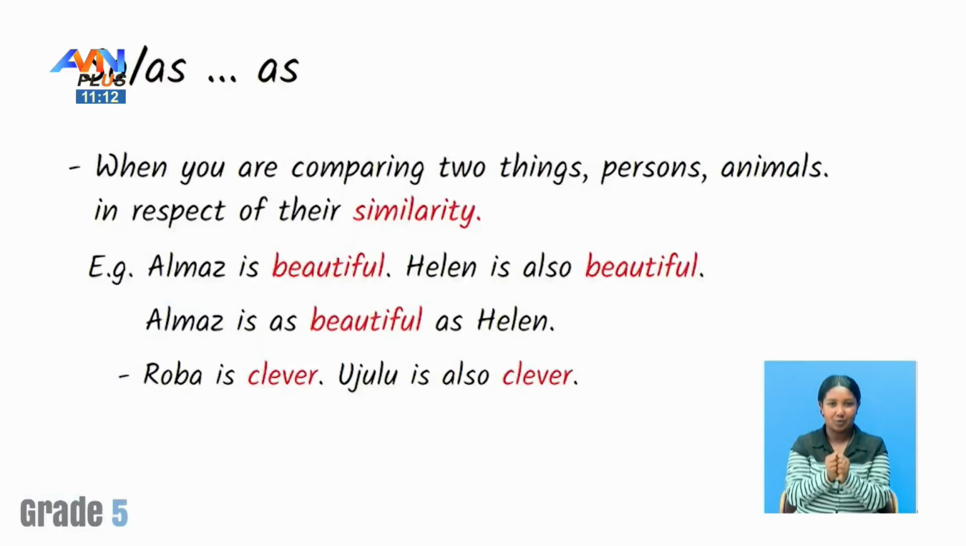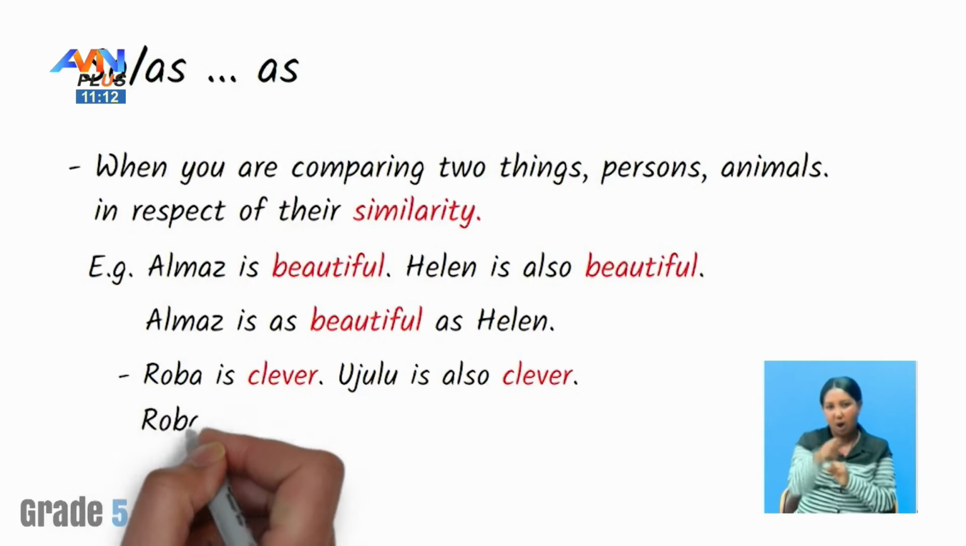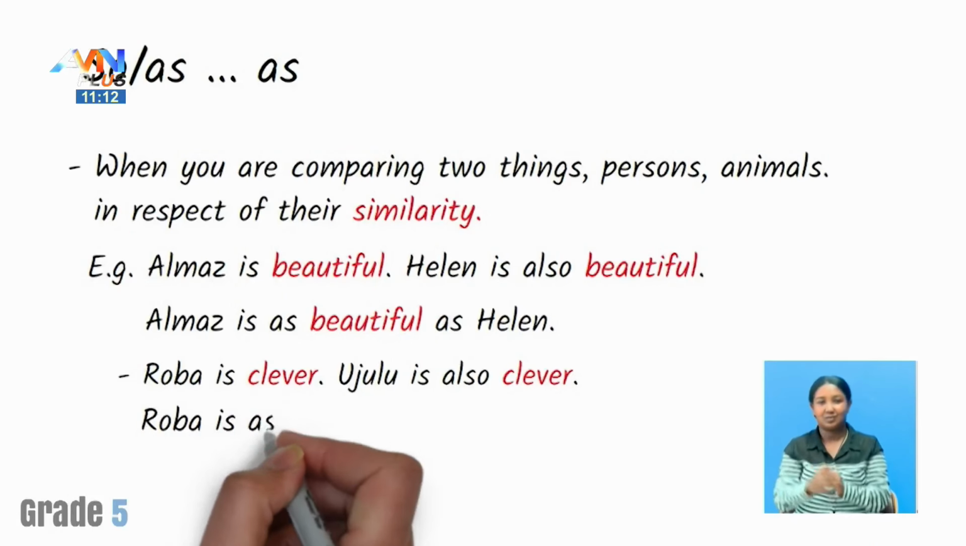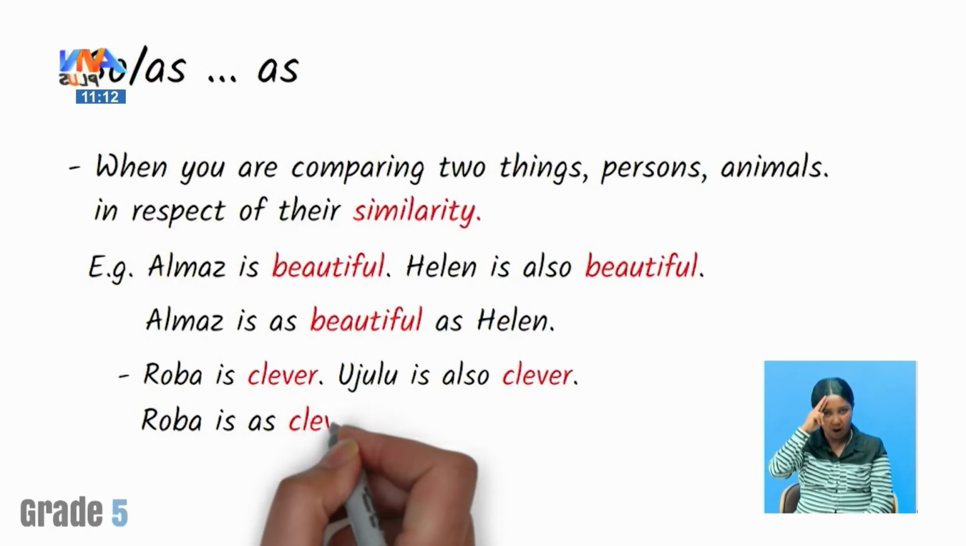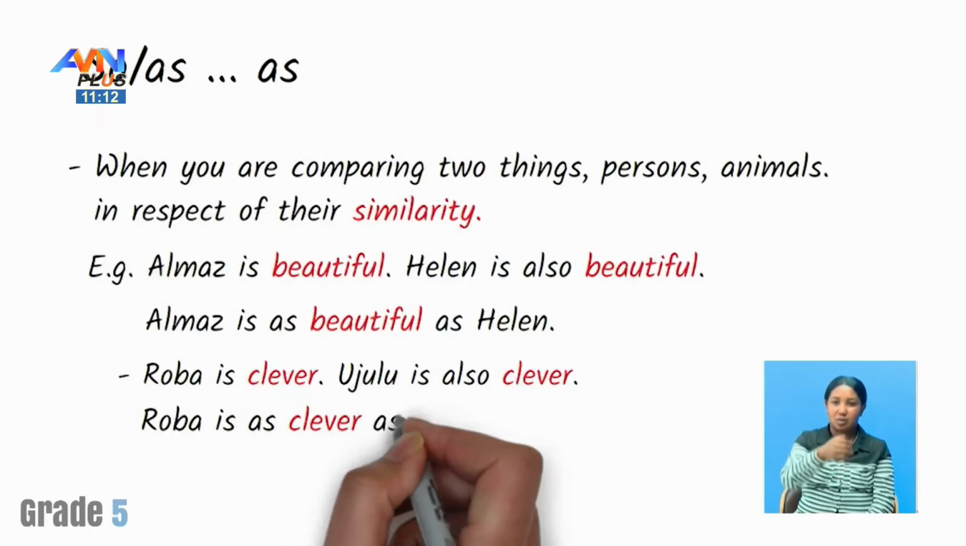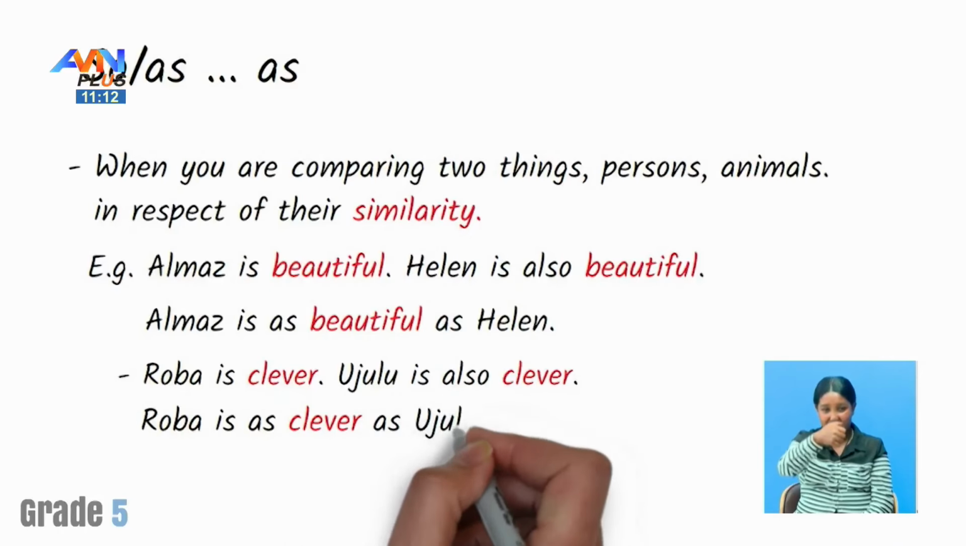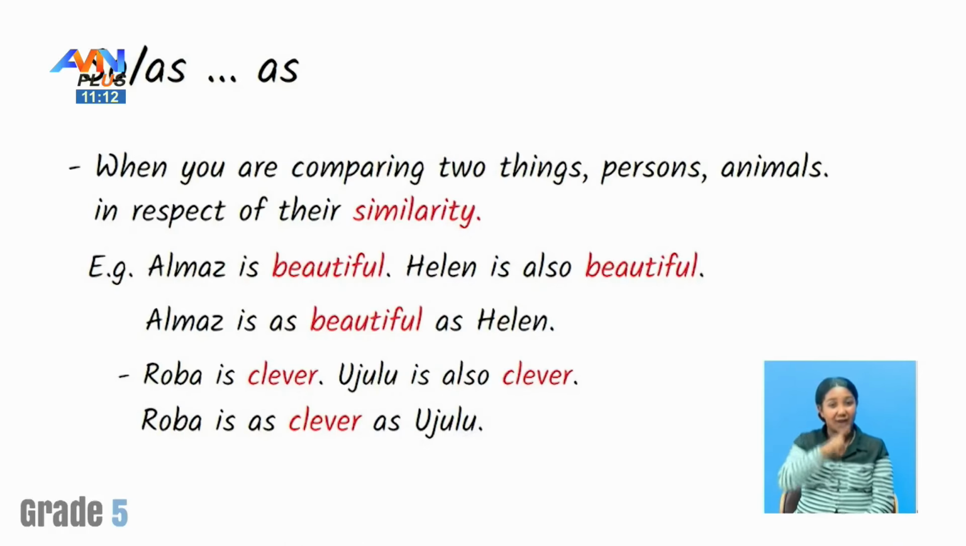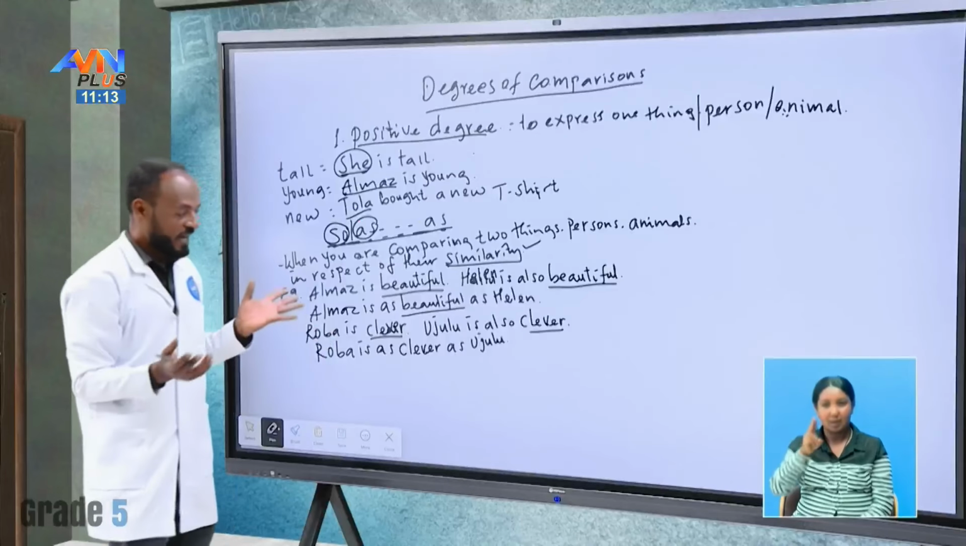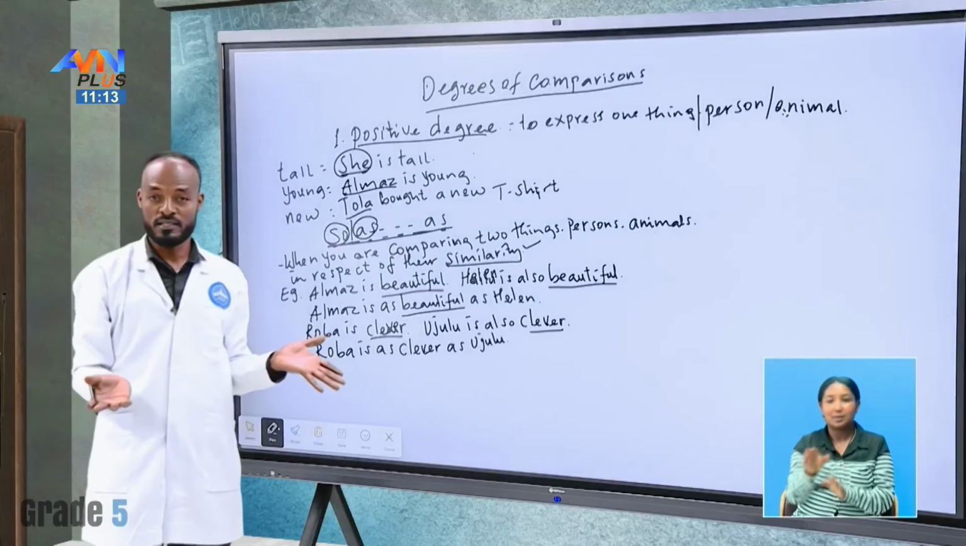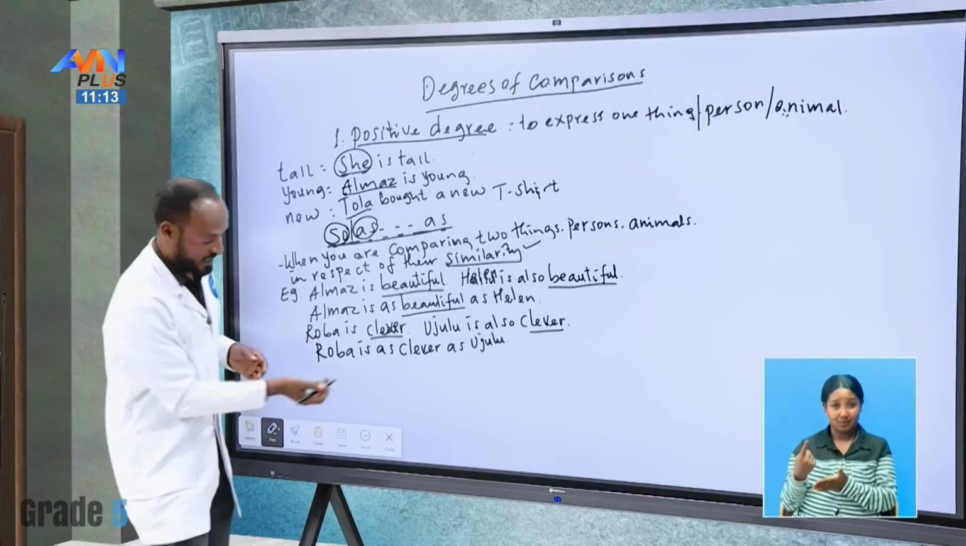Using either of them. Roba is as. Then we have to take one example of adjective. Roba is as clever as Ujulu. This means they have the same quality. Is it clear? Get it, students.